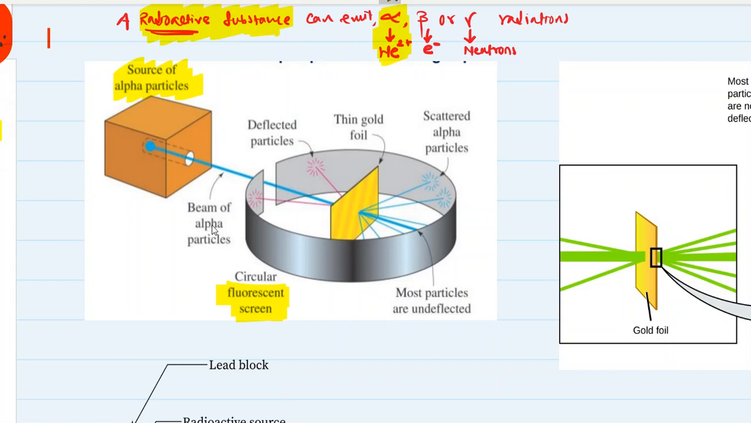Okay, so this was the setup. There was a gold foil. Surrounding the gold foil, there was a circular fluorescent screen and a source of alpha particles which can emit alpha particles at a very high speed. Okay, alpha particle gun, or whatever you want to call it.